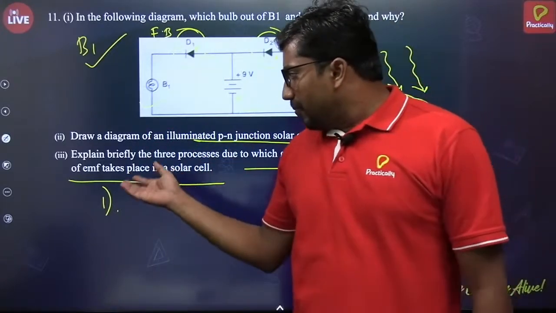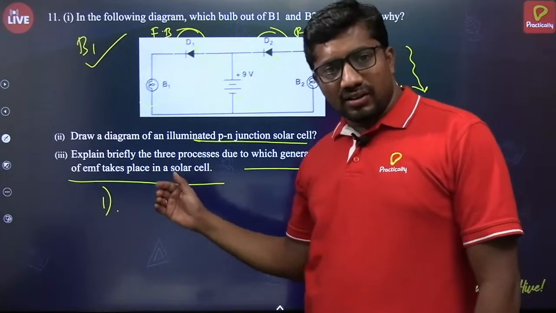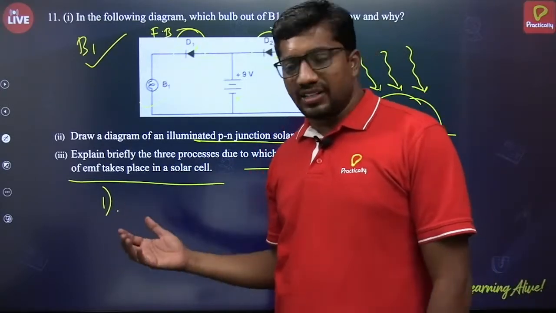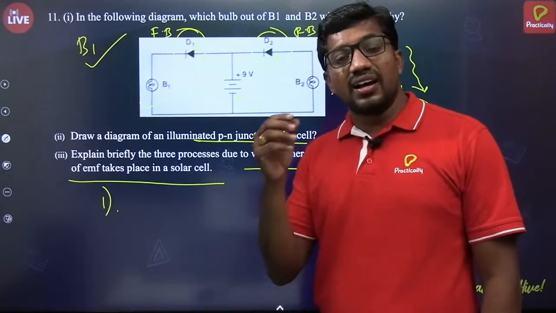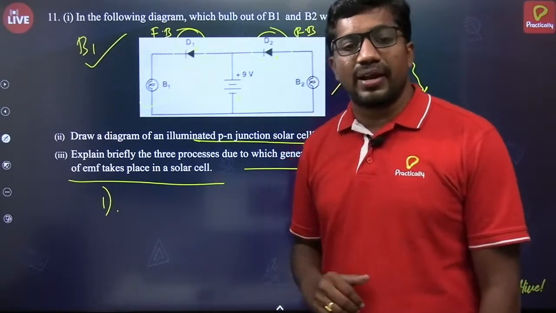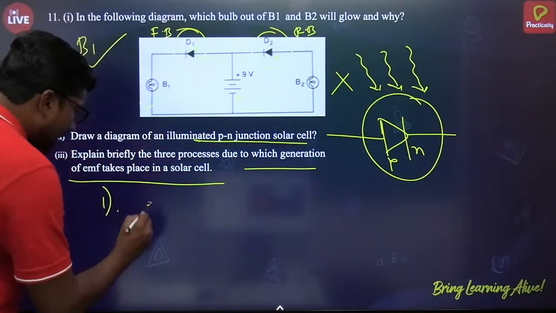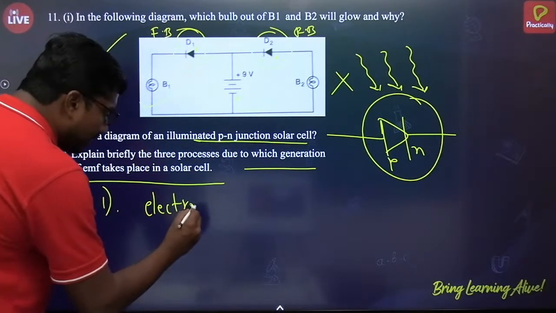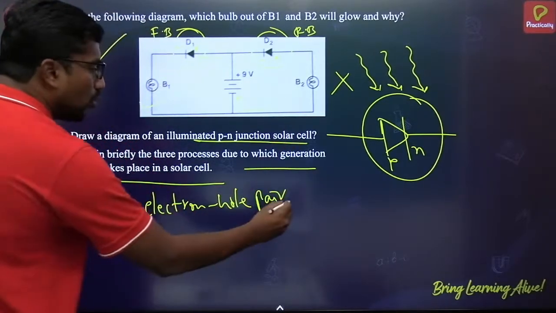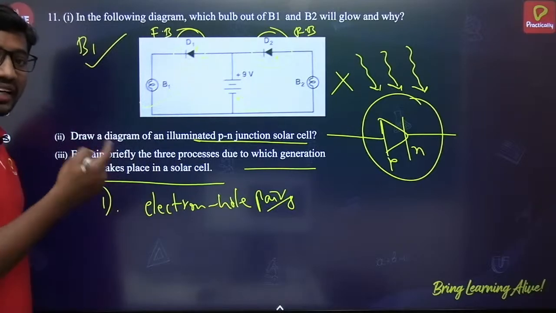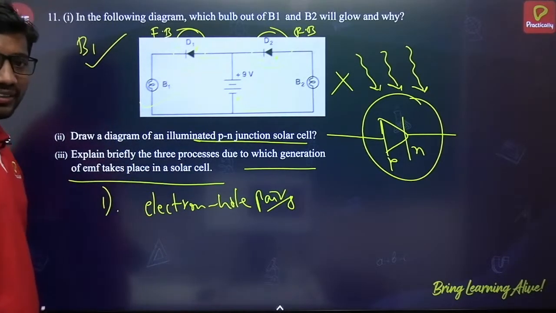Here, when the energy of the incident solar light, that means solar energy, is greater than the energy gap in the semiconductor diode, that is the PN junction diode, then electron hole pairs will be formed. In the first process, electron hole pairs will be formed when the incident energy is greater than the energy gap of the semiconductor.